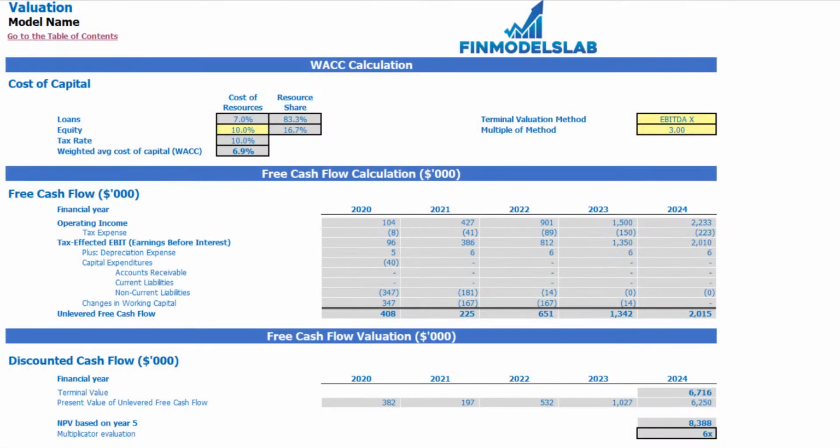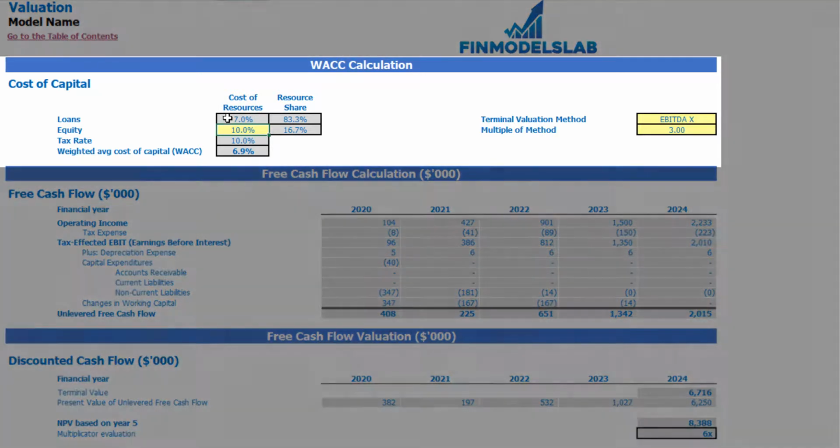On the valuation tab, you may see the calculation of company valuation based on the cost of equity, which you may input here. Cost of loans you previously inputted on the dashboard. Calculation of resource share you may see here. There is also tax rate, and here you may find the weighted average cost of capital.